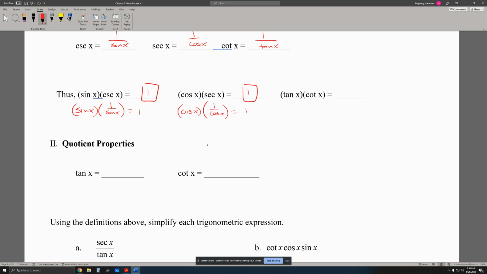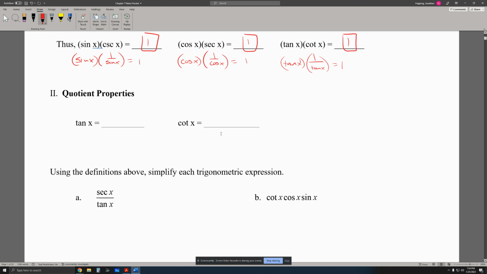And finally, tangent times cotangent. Well, we know that the reciprocal of tangent is the cotangent. So we have tangent times 1 over the tangent. And again, anything times its reciprocal is just 1. Now let's talk about the quotient properties.